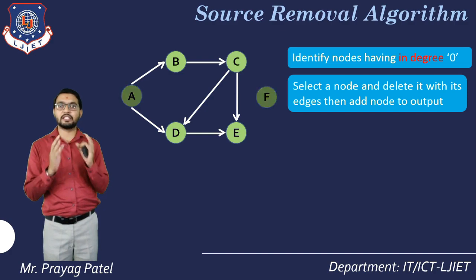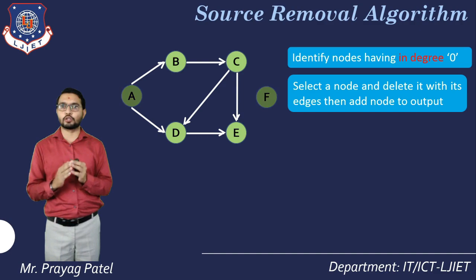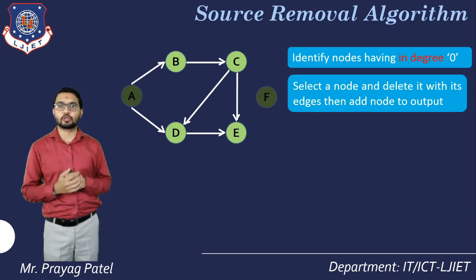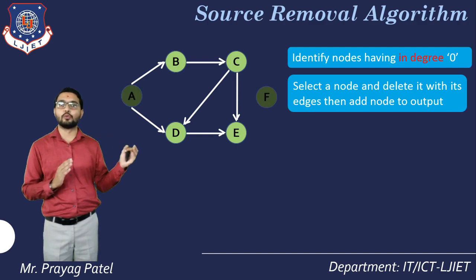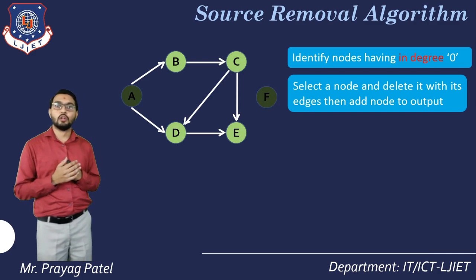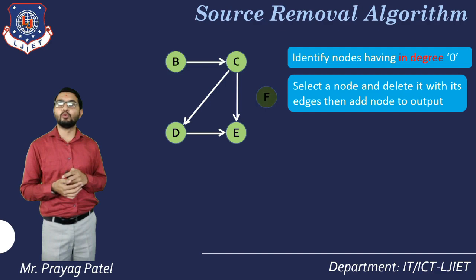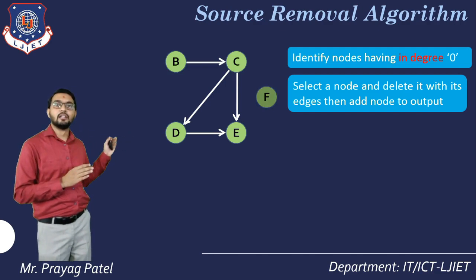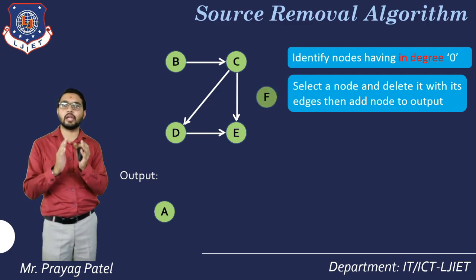Source removal means initially we select a node with in-degree equal to 0 as the source node, and after selecting the source node, remove the source node with its edges. So here select a node and delete it with its edges, then add the node to the output list. Here consider A and F as source nodes. Out of these two, consider for example A as a source node, then remove A from the graph and put A in the output. Your first node in the sequence is A.